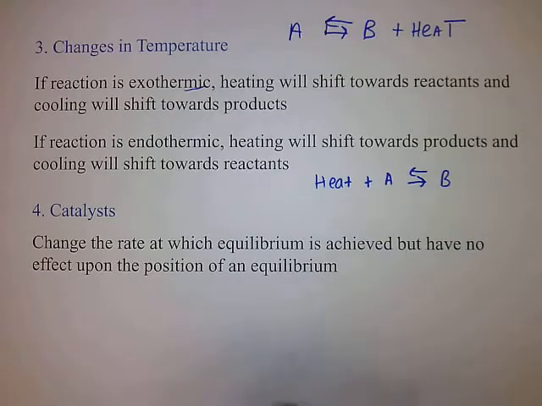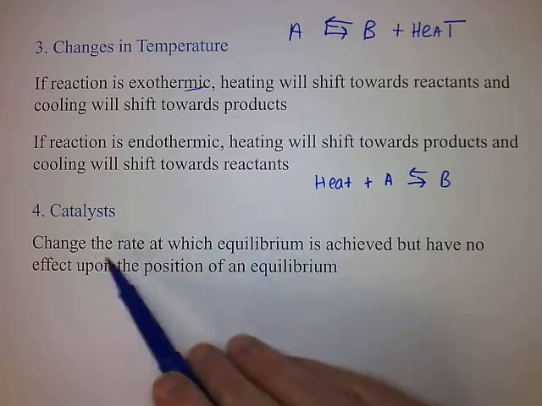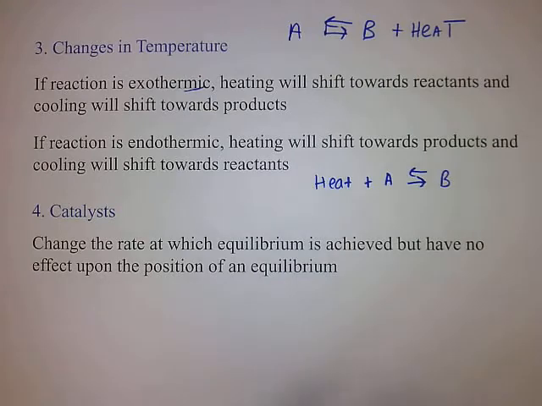So one more time, a catalyst causes a reaction to go faster, but if it's an equilibrium reaction, it won't change the position of the equilibrium. So it will change the rate at which the equilibrium is achieved. The reaction may go faster, but it will have no effect upon the position of the equilibrium. And that wraps up chemical equilibrium.